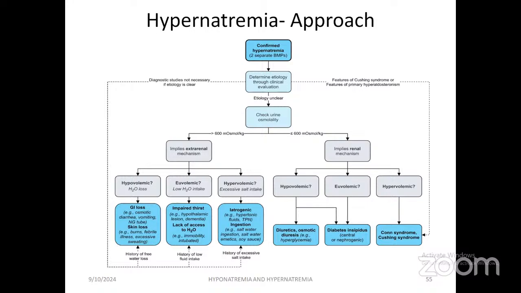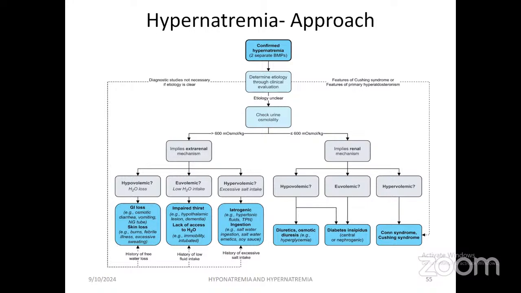Is urine osmolality greater than 600, or less than 600? If it is greater than 600, this implies that there is an extrarenal mechanism. Again, here also we can have hypovolemia, euvolemia, and hypervolemia. So we'll have to see if the patient is fitting into any of these categories. Hypovolemia could be because of GI losses and skin losses. Euvolemia could be because of impaired thirst mechanism or lack of access to water because of immobility or an intubated patient. In hypervolemia, it could be iatrogenic or ingestion, for example, salt water injection, salt water emetics, or soya sauce.